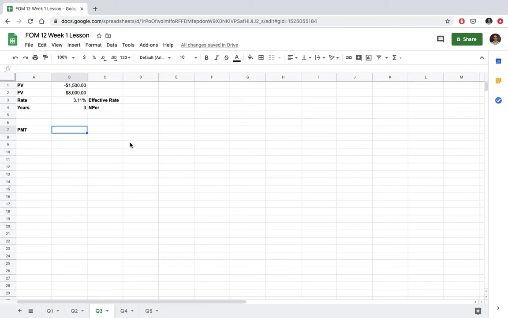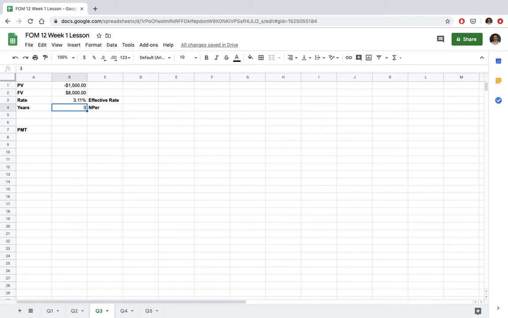Hopping over to our spreadsheet here, I've already filled in the first numbers. Our present value is negative. Again, we are taking that money and depositing it. So we're taking it out of our pocket, depositing it into our account. At the end, we want a future value that is positive because at the end, we are taking that money back out. We have our interest rate and the number of years.